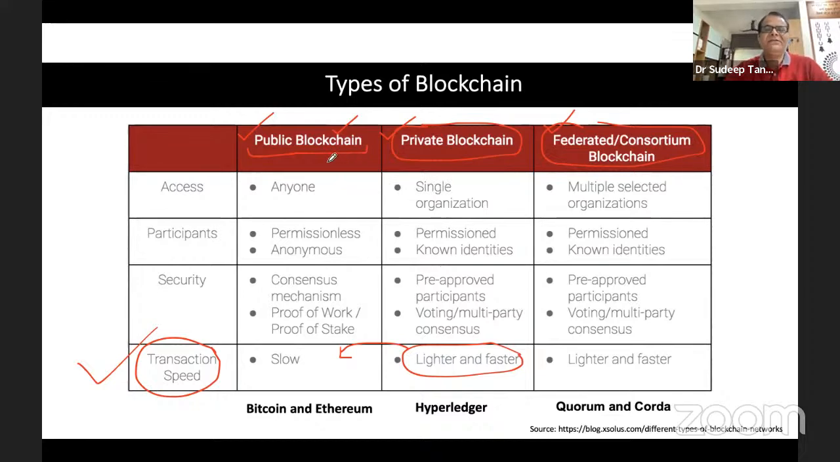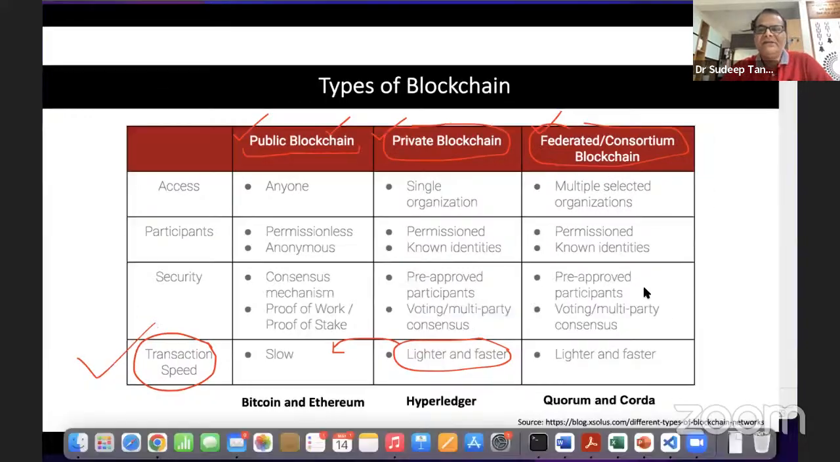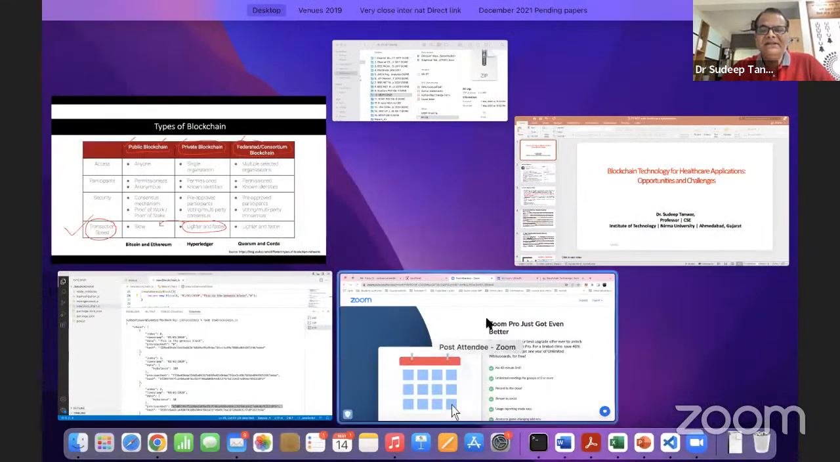A lot of other examples are also there, but if you talk in terms of realistic examples of public, private, and federated or consortium blockchain, then Bitcoin and Ethereum are examples of public or permissionless blockchain. Your private or permissioned blockchain examples are Hyperledger or different variants of Hyperledger, like Hyperledger Sawtooth and Hyperledger Indy. Then for federated and consortium blockchain, Quorum and Corda are examples. So let me just move on to the implementation part.